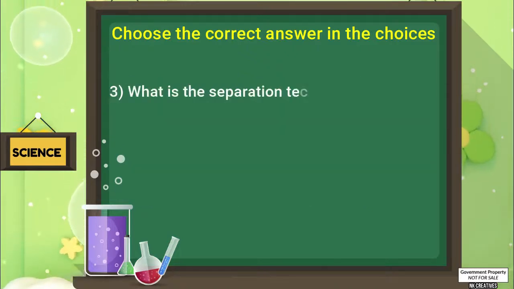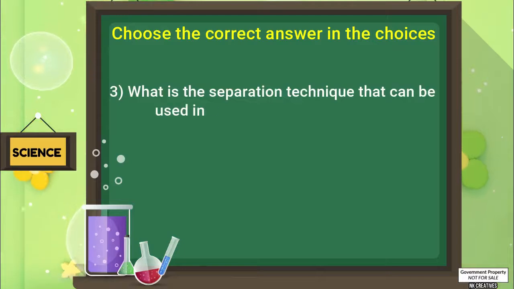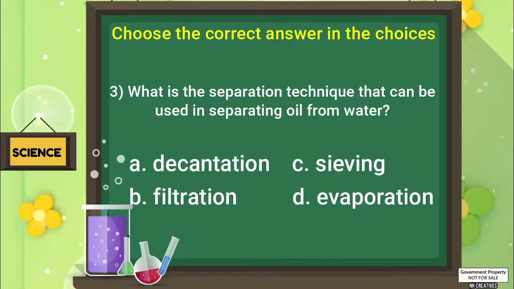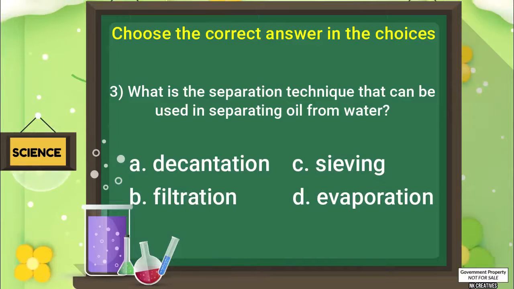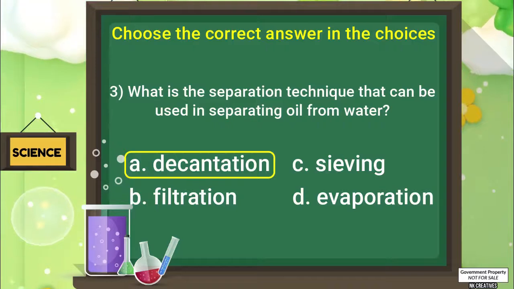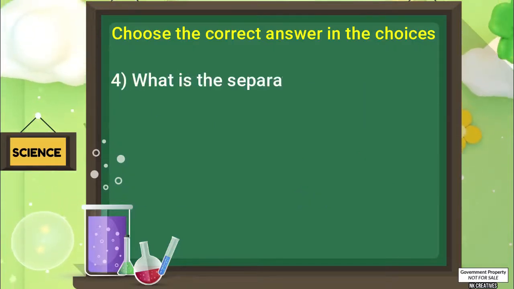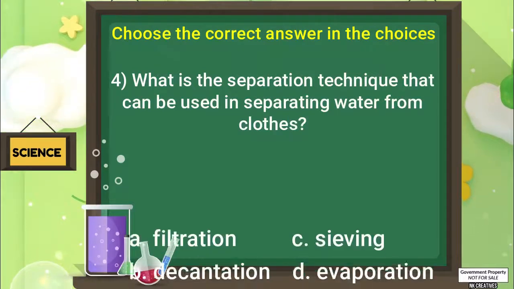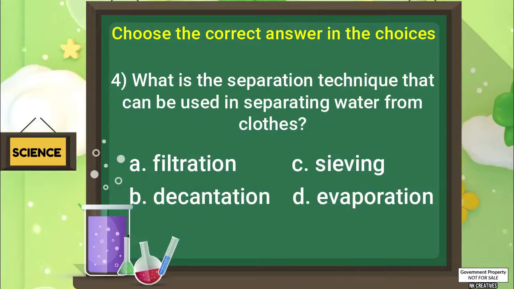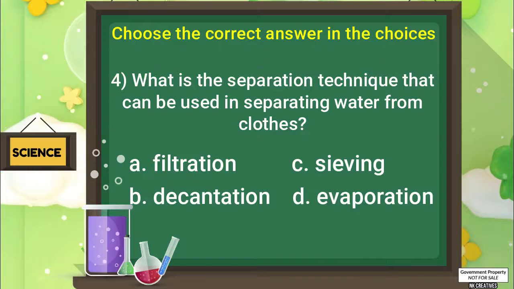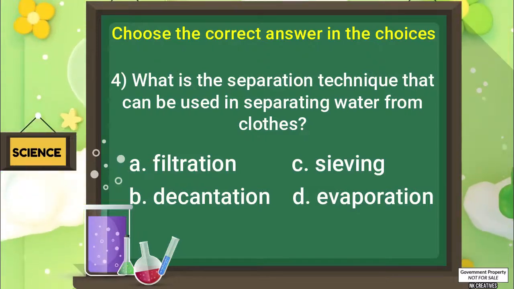Number 3. What is the separation technique that can be used in separating oil from water? A. Decantation. B. Filtration. C. Sieving. D. Evaporation. The correct answer is letter A. Decantation. Number 4. What is the separation technique that can be used in separating water from clothes? A. Filtration. B. Decantation. C. Sieving. D. Evaporation. The correct answer is letter D.